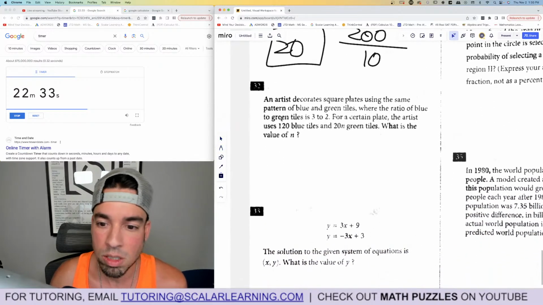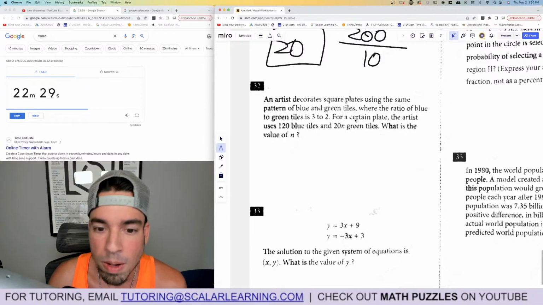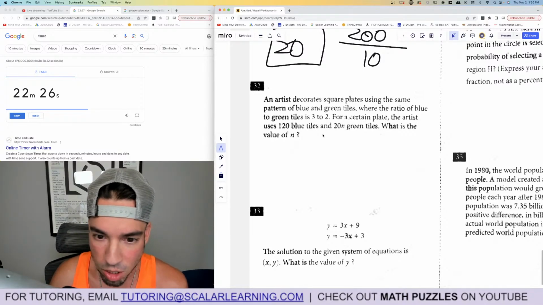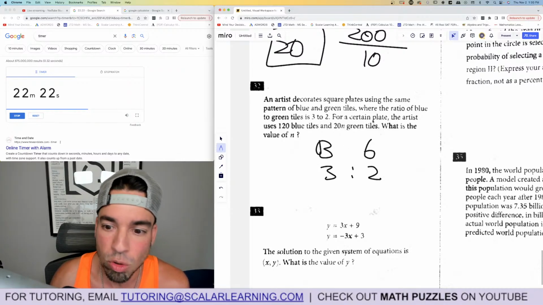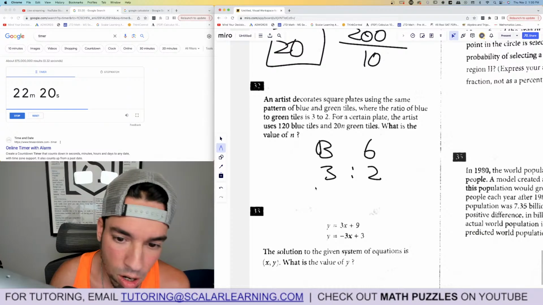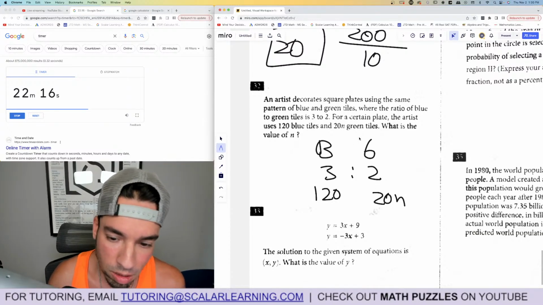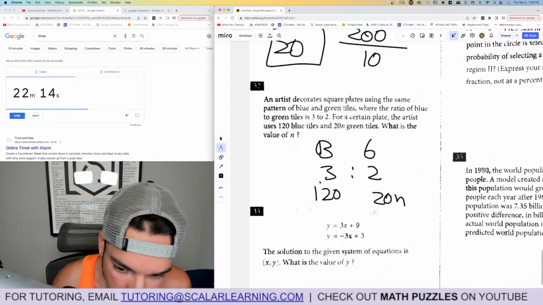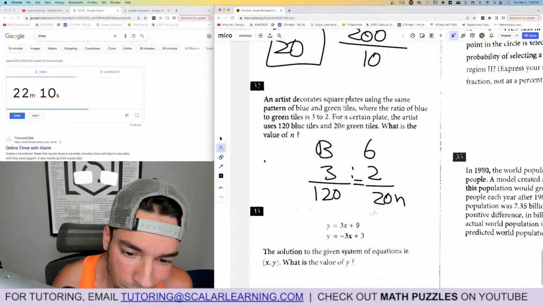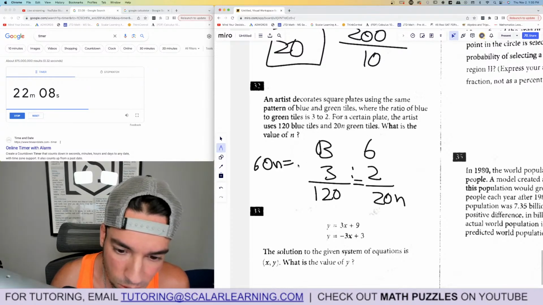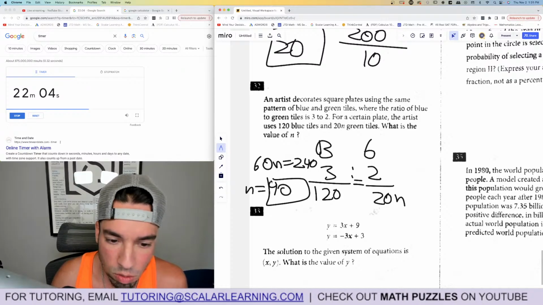32. Notice the decrease in difficulty as we get into the free response. An artist decorates square plates using the same pattern of blue and green tiles, where the ratio of blue to green, notice my chart, is 3 to 2. For a certain plate, the artist uses 120 blue and 20N green tiles. All right, look, we got a proportion immediately set up. What is the value of N? Put little things under here, set them equal to each other, cross multiply. 3 times 20N is 60N equals 2 times 120, which is 240. Divide both sides by 60, N equals 4. We're just going to rock it and move on.